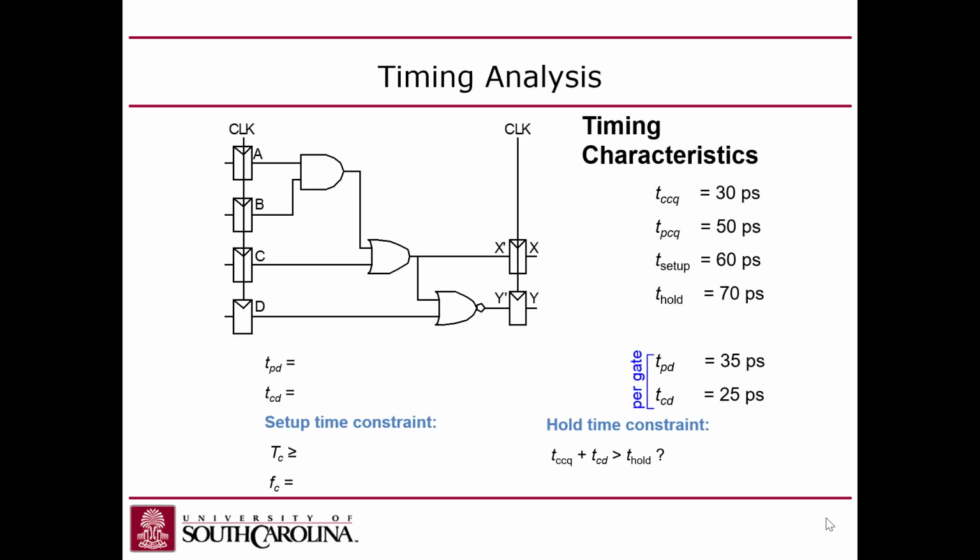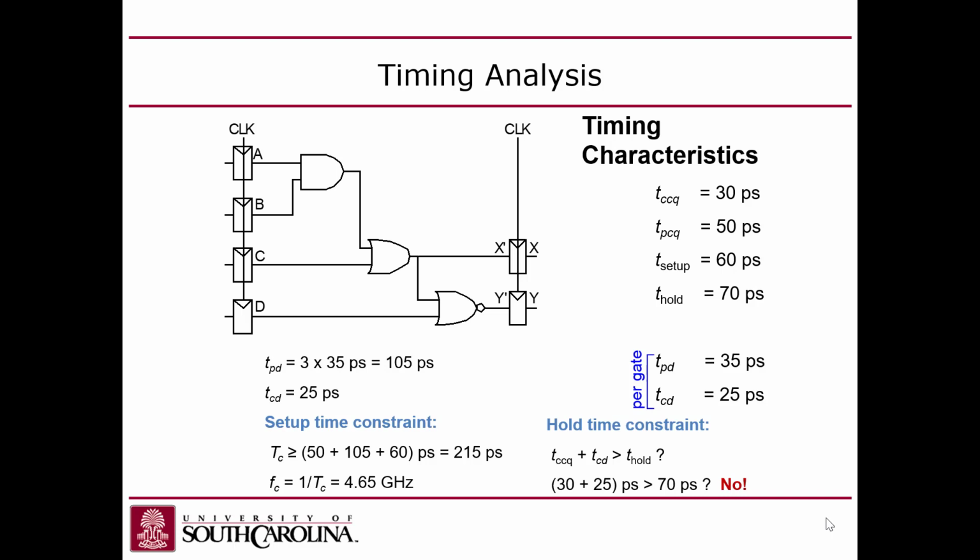All right, so here's an example. This is the typical example. Here's a circuit. You get some timing characteristics. The contamination delay of the flip-flops is 30 picoseconds. The propagation delay is 50 picoseconds. Meaning on the clock edge, things will start to change at 30 picoseconds, and they'll stabilize at 50. So there's a 20 picosecond time when the output will be in flux, right? Then the setup time is 60 picoseconds, and the hold time is 70 picoseconds. These all come from our flip-flop spec sheets.